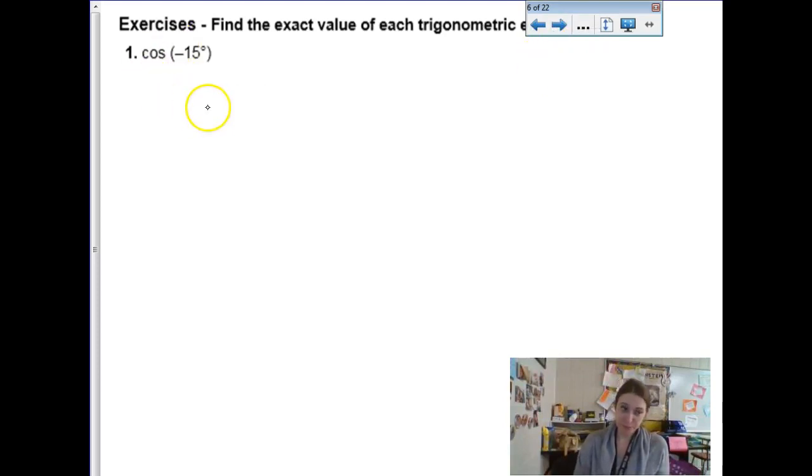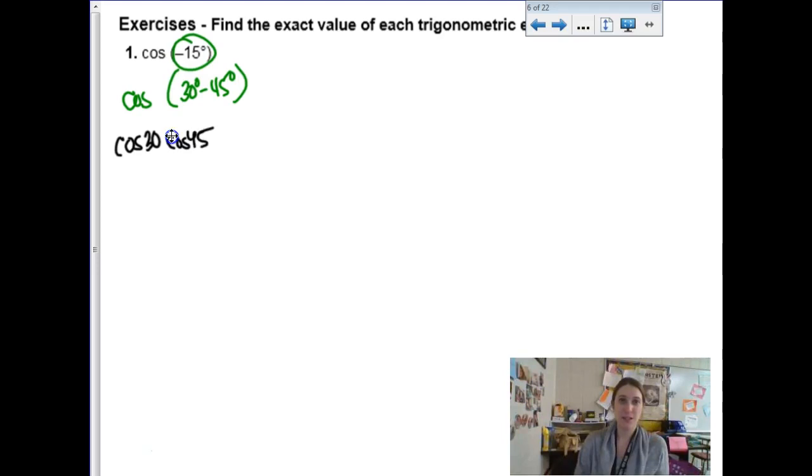But let's take a look at this one. Cosine of negative 15, there's a couple different ways we could set that up. The first one that pops into my mind is instead of negative 15, what if I called this like 30 degrees minus 45 degrees? And then I tried to evaluate cosine of that angle. Well, using the difference formula, which is cosine, cosine, sine, sine, with the opposite sign in between. So cosine, cosine, plus sine, sine.